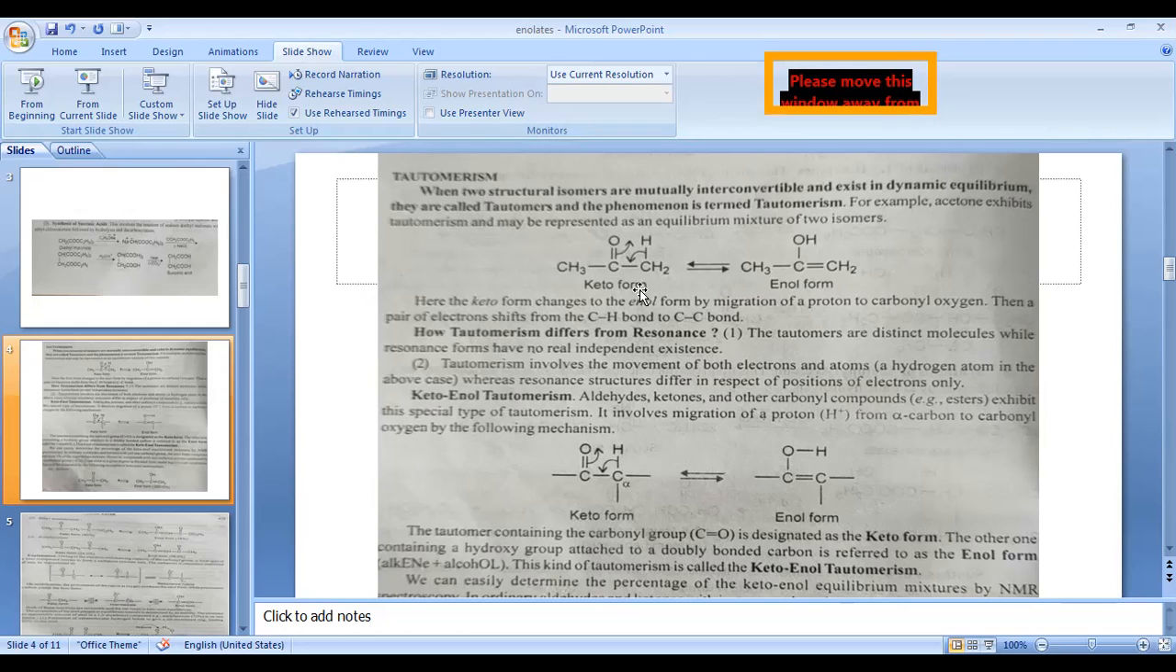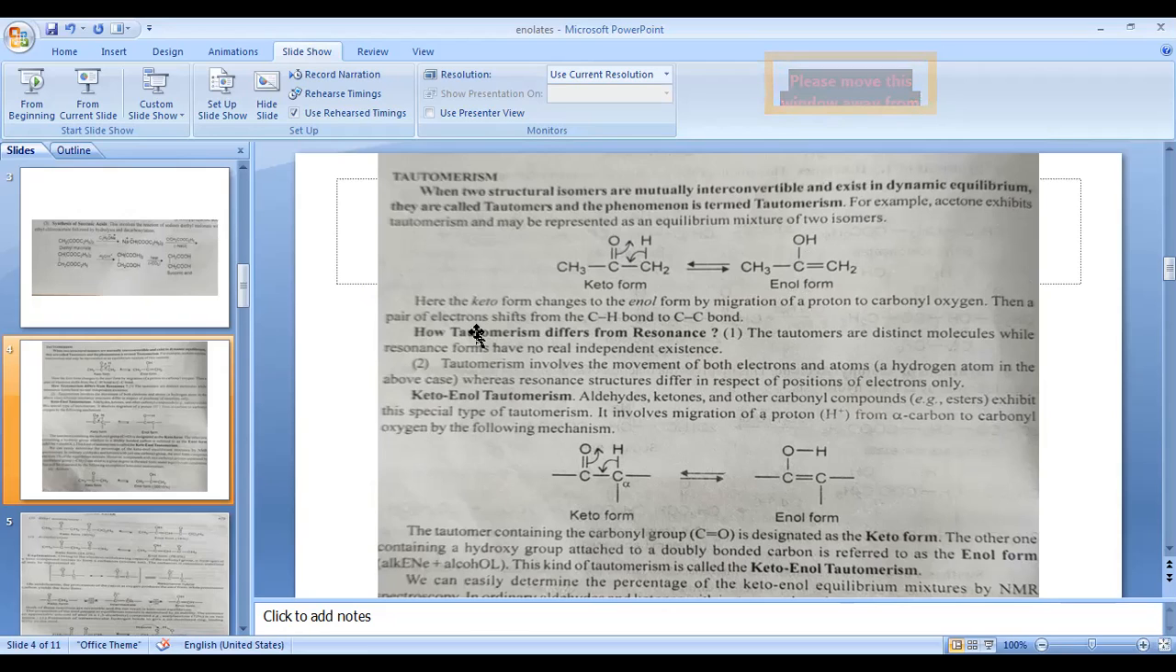For example, our acetone may exist in keto form, and it also exists in enol form. This is the keto form. If you transfer this hydrogen atom to this oxygen, it becomes OH, and the double bond shifts here, so the double bond will be here. So this is the enol form. This is the keto form, since it contains the keto group, it is called a ketone, and the other contains a double bond and an OH group. Therefore, it is called the enol form.